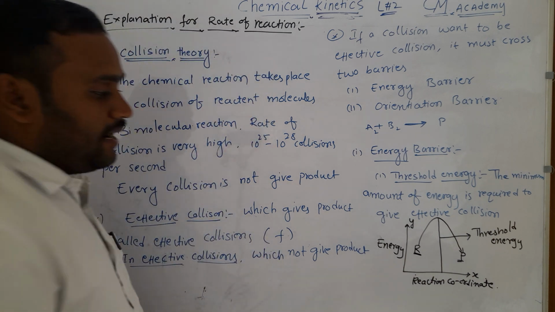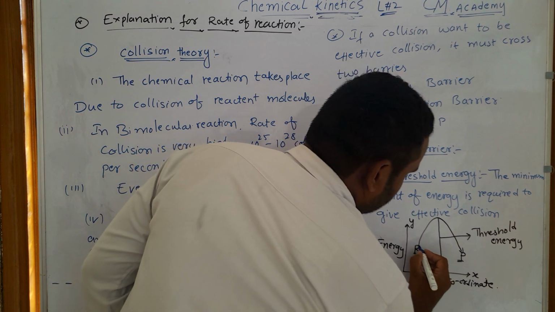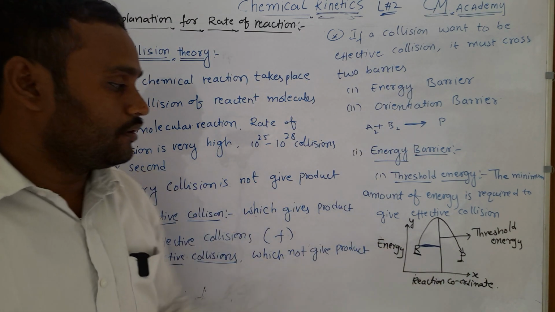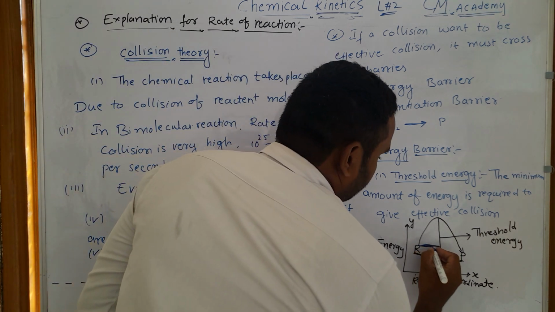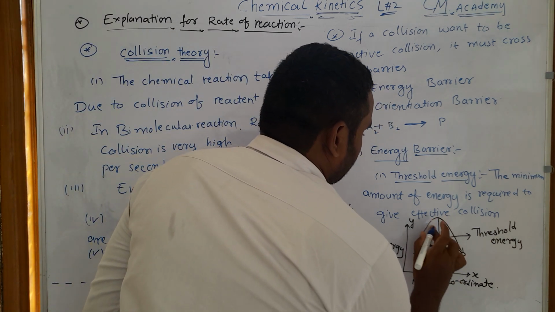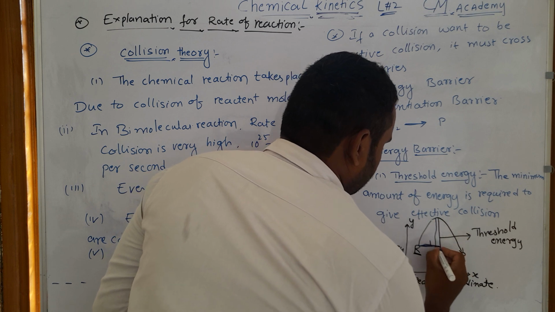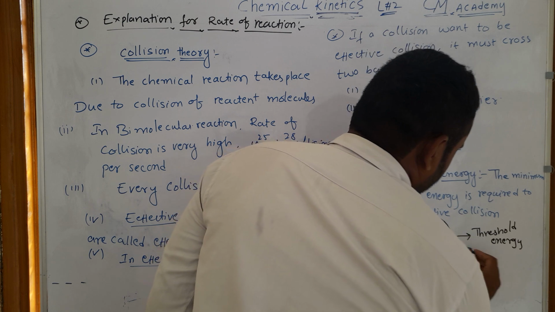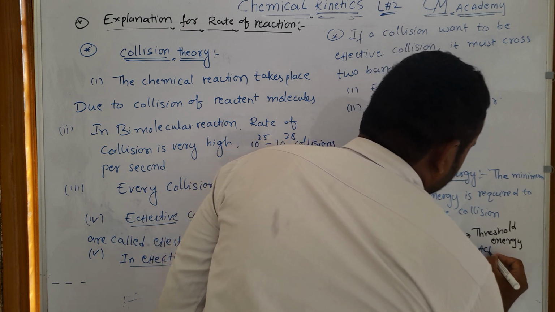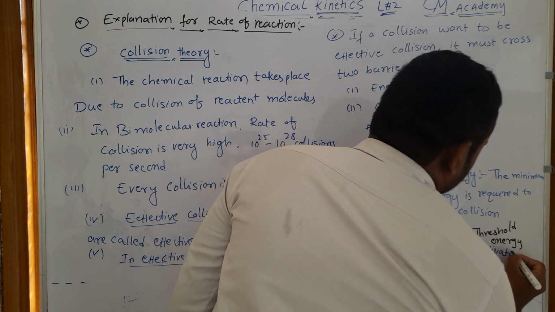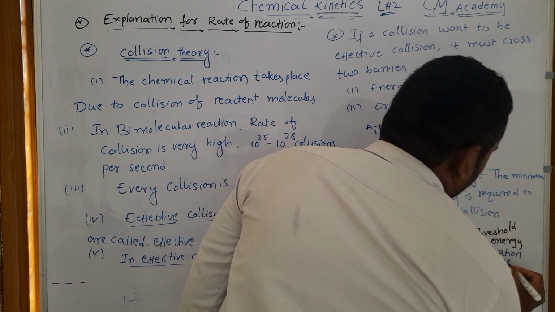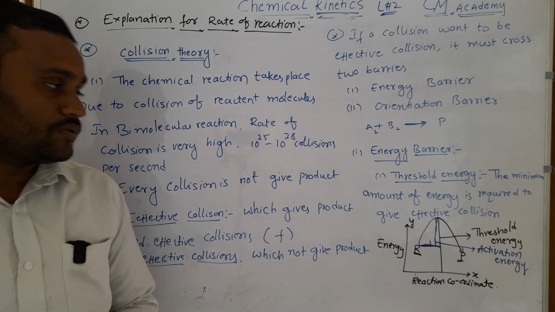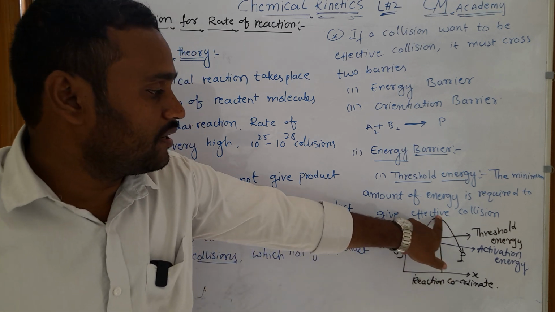Already our reactant molecule is having this much of energy, and still this much of energy is required. So this energy is called activation energy. This energy is called what? Activation energy. And this black line is known as what?